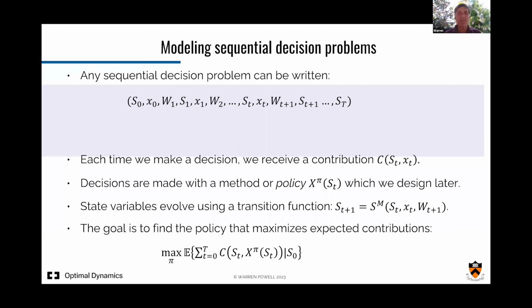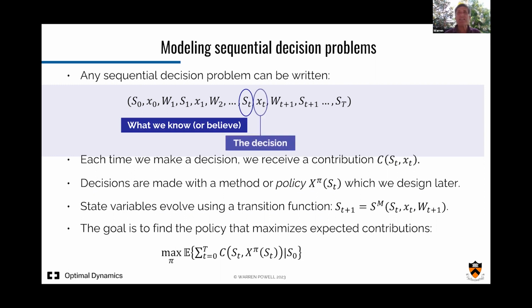So let me talk about how to model a sequential decision problem, because it sounds complicated, but it really isn't. You have a state that is what you know or believe. Then you make a decision. This is some action that acts on the state variable. And then new information comes in, and this is the information that I didn't know when I made the decision. So we've already seen this. Now, each time we make a decision, we receive a contribution or incur a cost. Obviously, it depends on the decision, but it may also depend on dynamic information, the state variable.